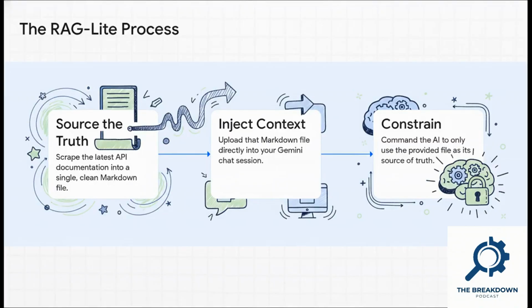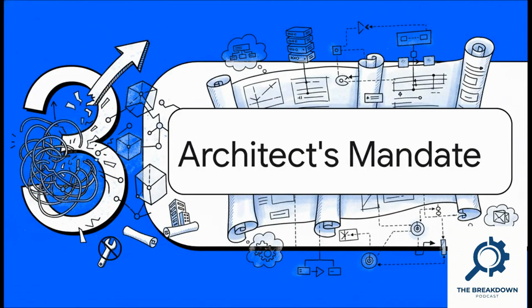This is you injecting the context. And third, this is the key, you constrain the prompt. You tell the AI you will only use the information in this file to write this function. No guessing allowed.